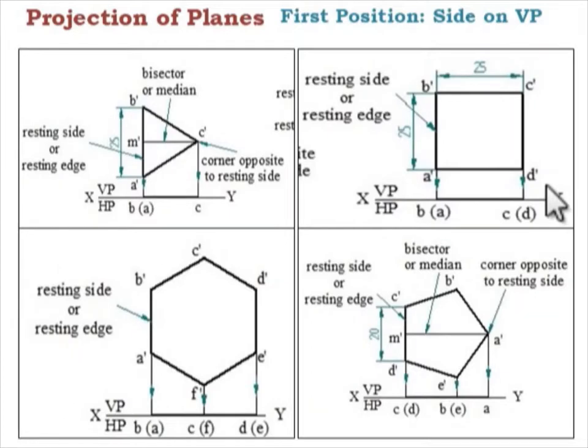These figures are when lamina side rests on VP, then the actual shape of lamina is seen in the front view and top views are also drawn.